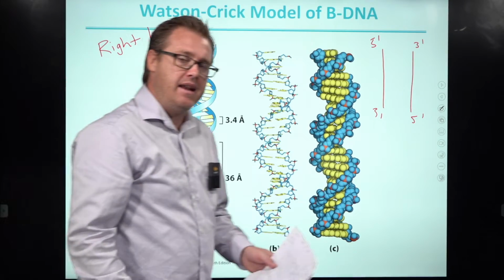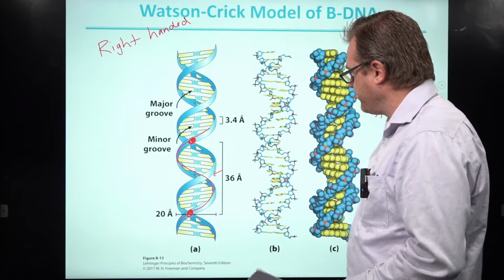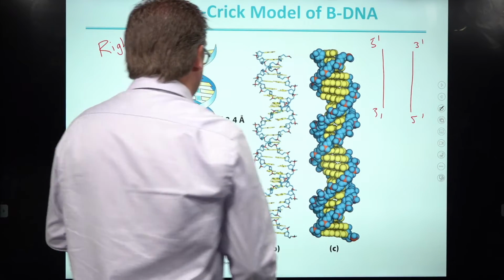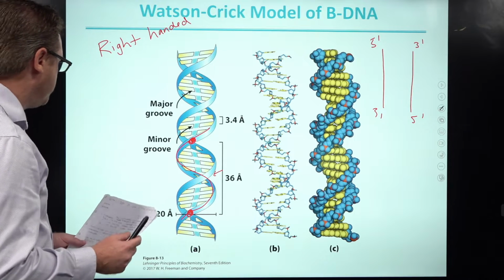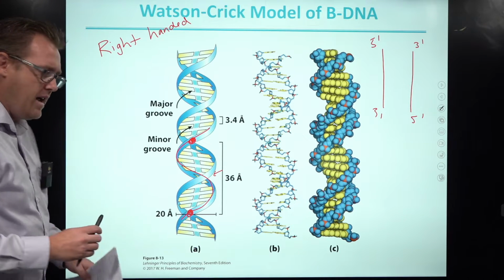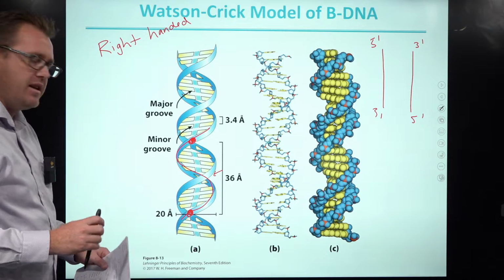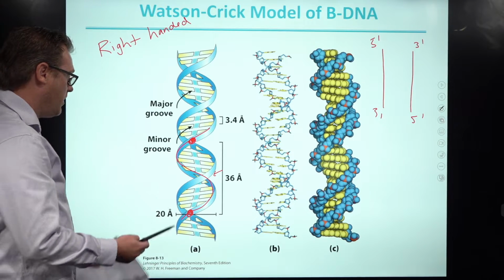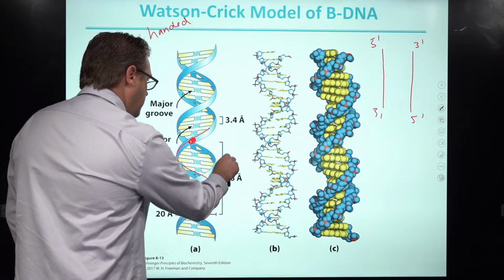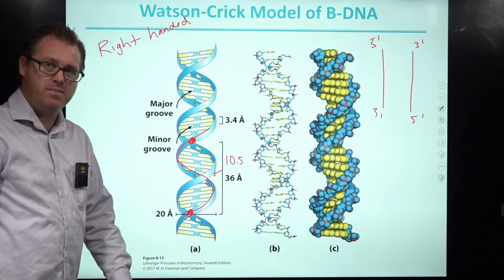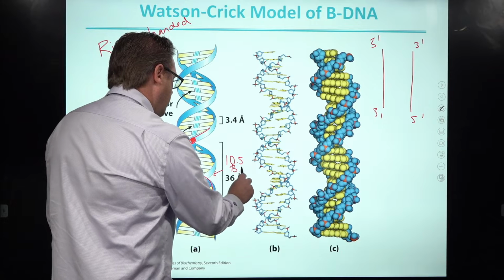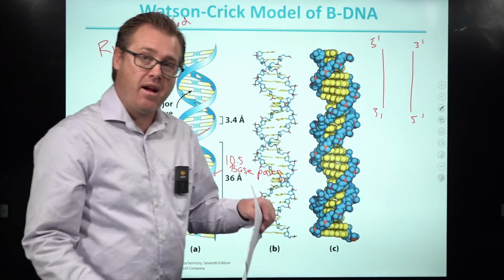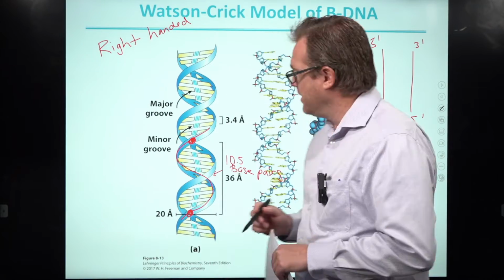So we have a right-handed double helix here. So what else? How many nucleotides does it take to go a full turn in our DNA helix? Well, it's going to take 10.5 base pairs is what we call it. So 10.5 base pairs to go a full turn in a DNA molecule.